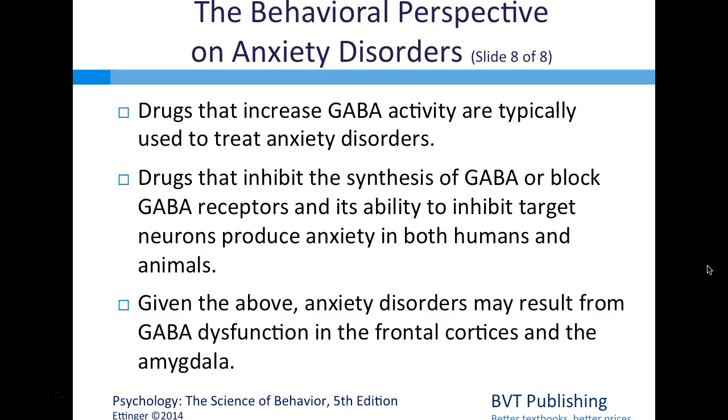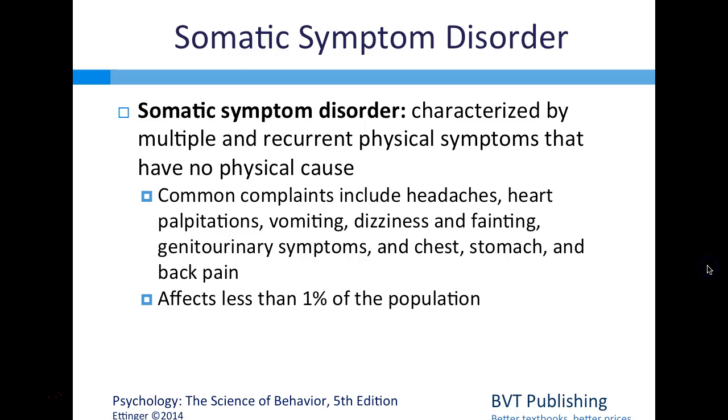Interestingly, drugs that increase GABA activity are typically used to treat anxiety disorders, and drugs that inhibit the synthesis of GABA or block GABA receptors and its ability to inhibit target neurons produce anxiety in both humans and animals. And given the above, anxiety disorders may result from GABA dysfunction in the frontal cortices and the amygdala.